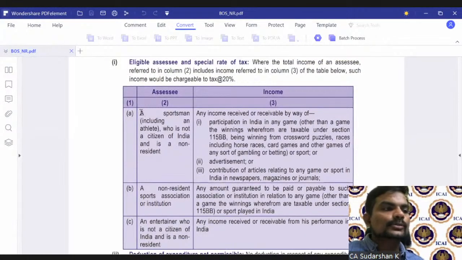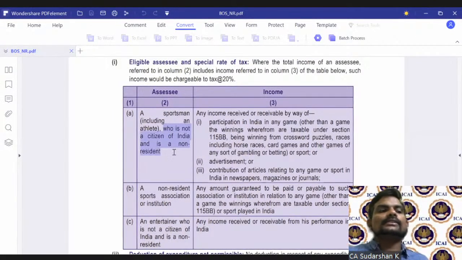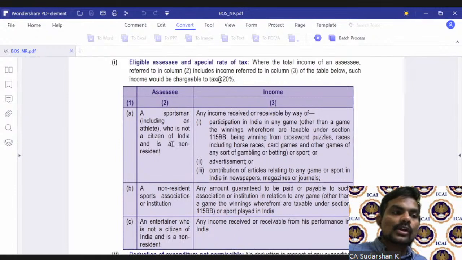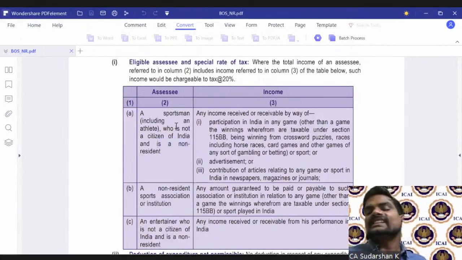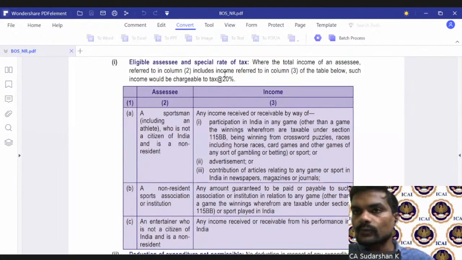The assessee should be a sportsman. Yes, Unmukh Chand is a sportsman who is not a citizen of India and is a non-resident. So this is applicable only for those sportsmen who should not be a citizen of India and should be a non-resident. In our case, Unmukh Chand is a non-resident, but he is a citizen of India. So please watch out, because we get a lot of these Indian citizens who have moved.